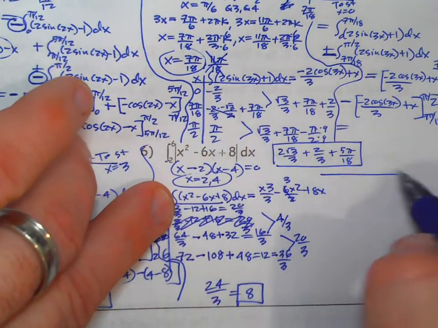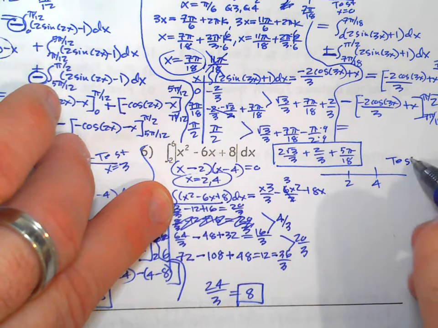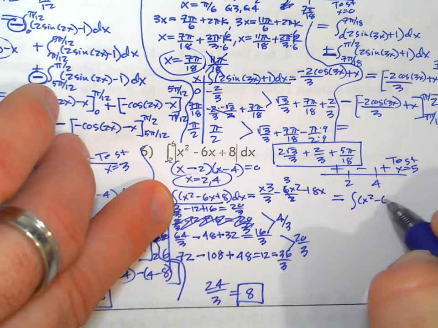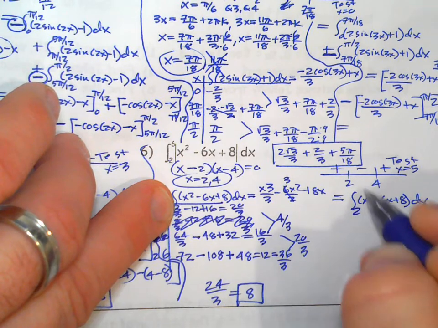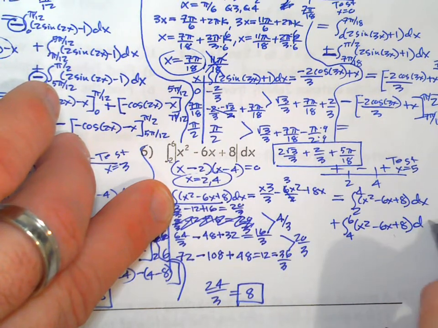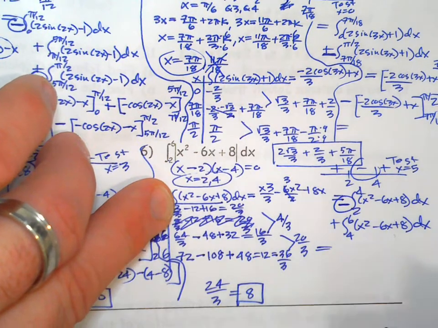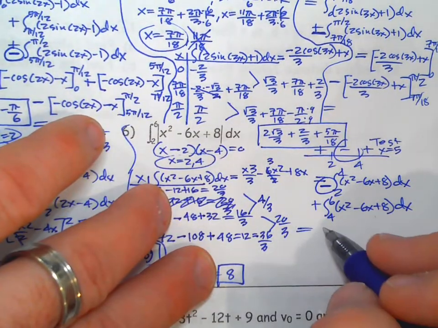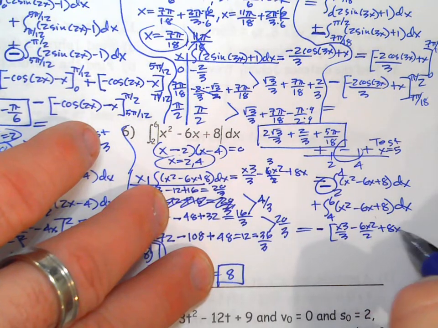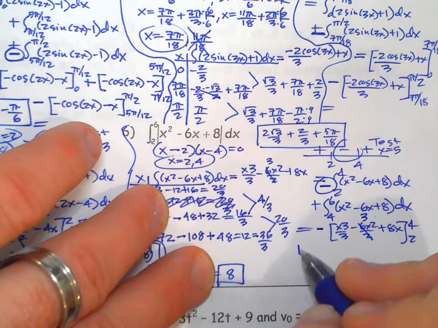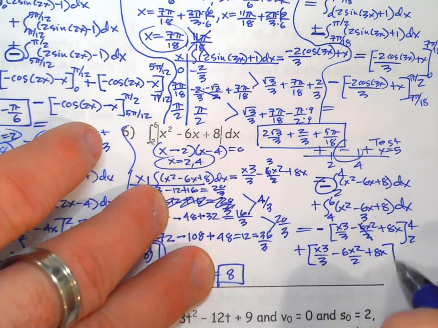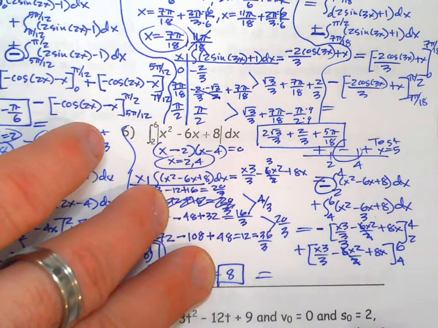Or you do a line check. 2, 4, test x equals 5, positive, negative, positive. Rewrite the integral x squared minus 6x plus 8 from 2 to 4. And from 4 to 6, x squared minus 6x plus 8. We've got to fix the negative part with an extra negative. And now you can happily evaluate the definite integral. X cubed over 3 minus 6x squared over 2 plus 8x plus x cubed over 3 minus 6x squared over 2 plus 8x, and keep going. All right.